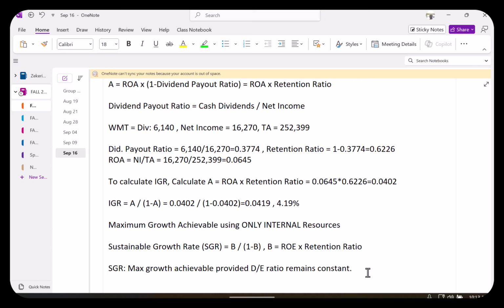So in addition to keeping your internal resources, I'm going to allow you to borrow more or raise equity, but there is only one proviso. You have to keep your debt equity ratio the same. So you don't change anything about the leverage of the company. So if you raise more equity, that means you're going to have to borrow more.